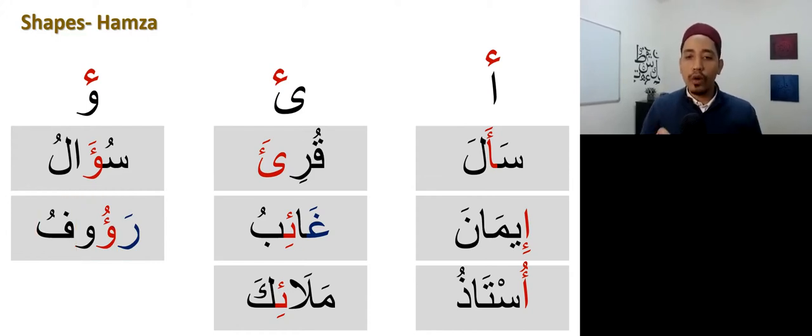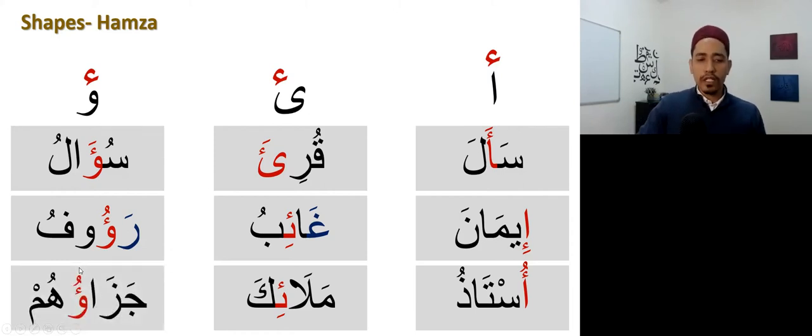Okay. Another example. Here we go. Ra-u-fu. Right? It's as if this Waw is not there. We're reading the Hamza with a Dhamma, u. The Waw mad after it, fu. Ra-u-fu.